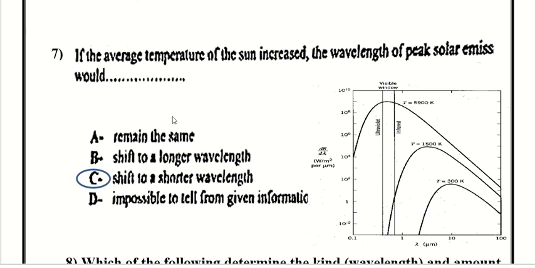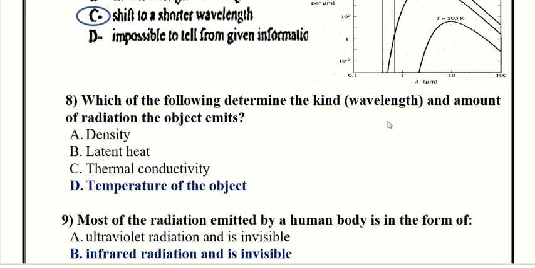Number 7. If the average temperature of the sun increased, the wavelength of the peak solar emissions would be here. If the average temperature increases to this value, what would happen to the wavelength? By increasing the temperature, there is an inverse relation between temperature and wavelength, so it will shift to shorter wavelengths.